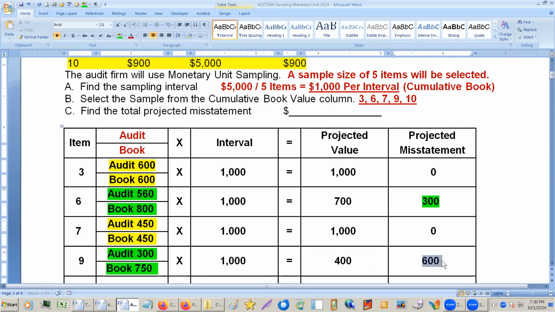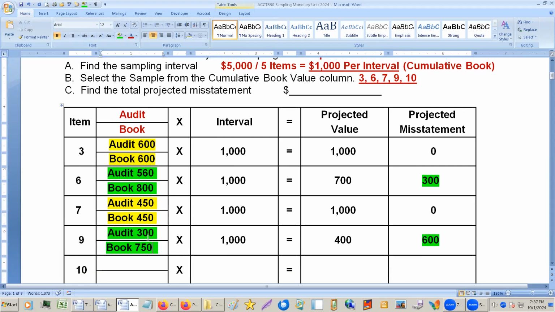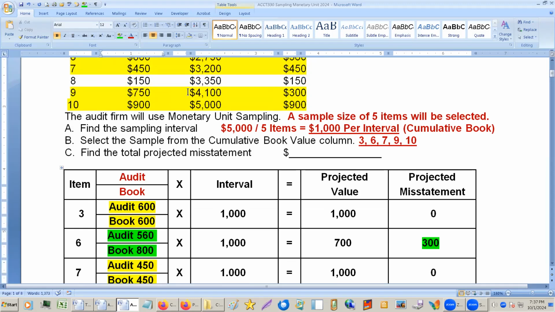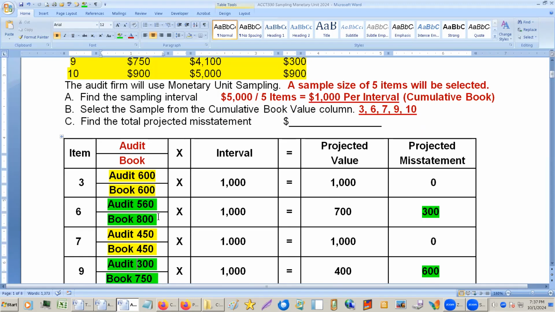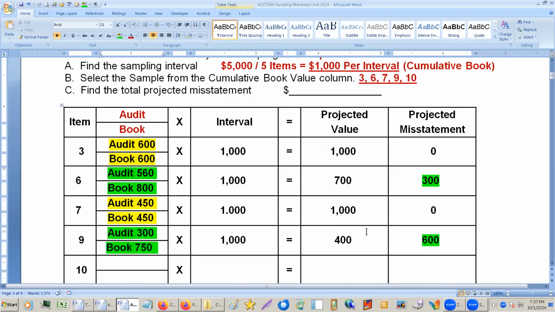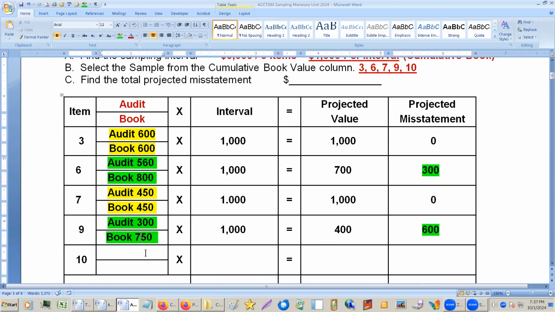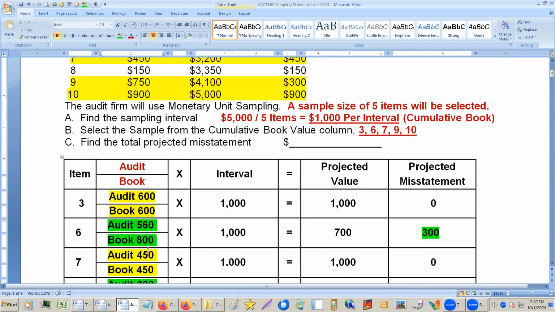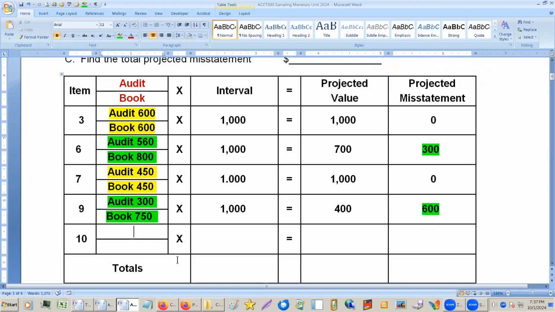Yeah, so the misstatement is 600 on this one. And by the way, notice what happened here. They increased the value of the book by $450. So that was enough to get this one caught. If they left it at 300, we would not have picked number 9. Okay, so now what's the last one? 909. Okay, so this one's the same. Audit and book is the same.